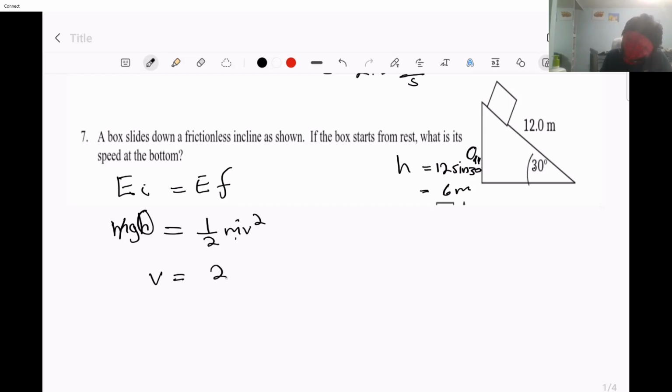So it's the square root of 2 times g times h, with h equal to 6. The answer should be 10.8, and it's 3 sig figs, so 10.8 meters per second.